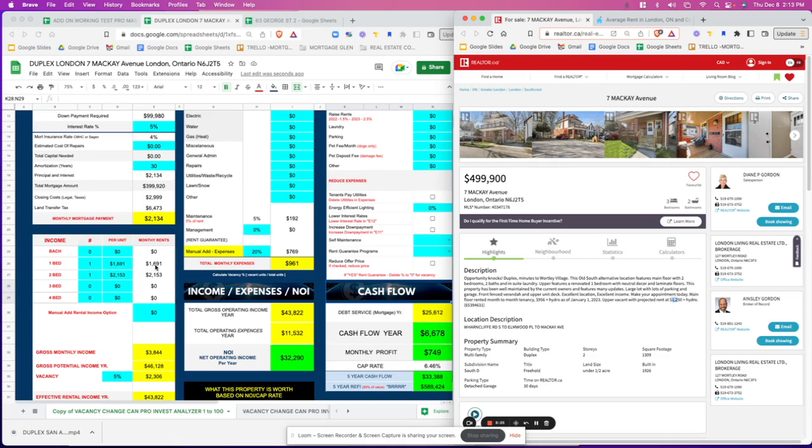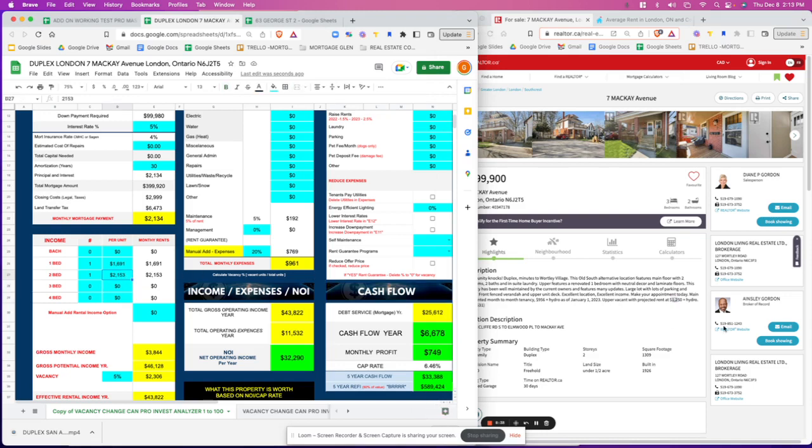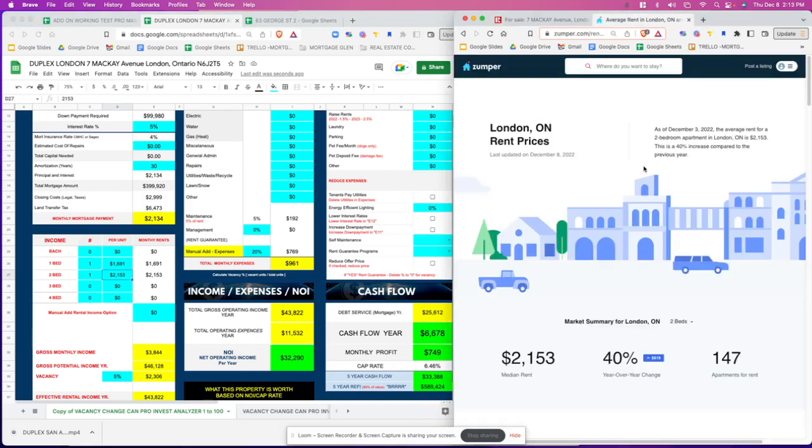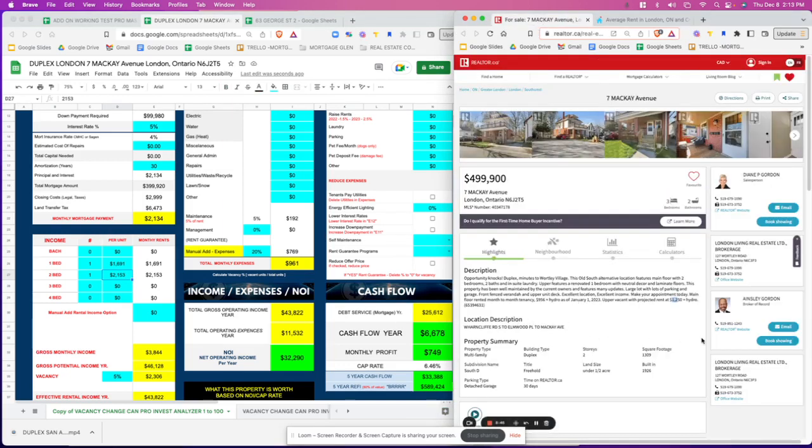So we are going to go by these numbers here, okay? This 1 bedroom is 1691, and their 1 bedroom is actually 1,250 plus hydro. So I would go with the 2 bedroom at 2,153, based off of the average rent in London, Ontario. So this particular property is way below average. Okay.